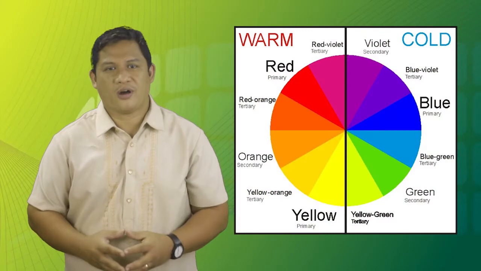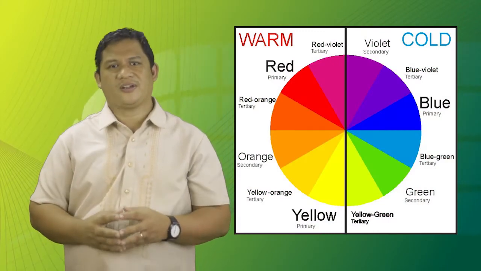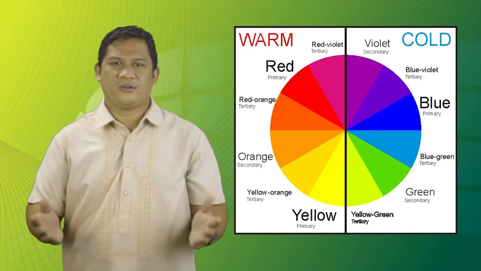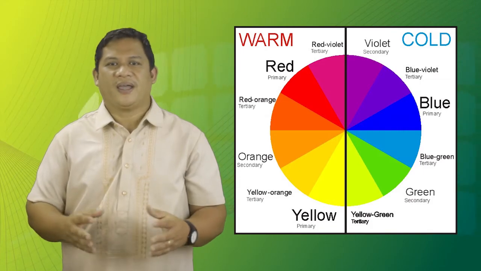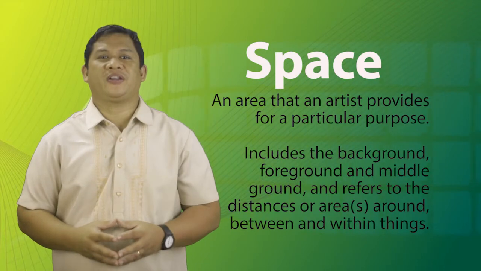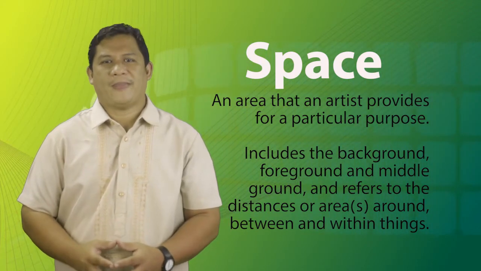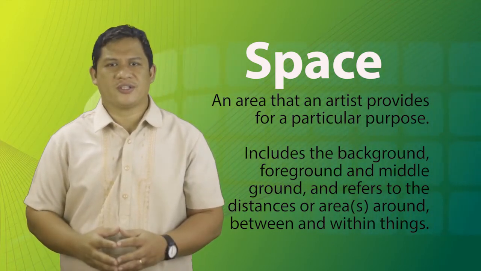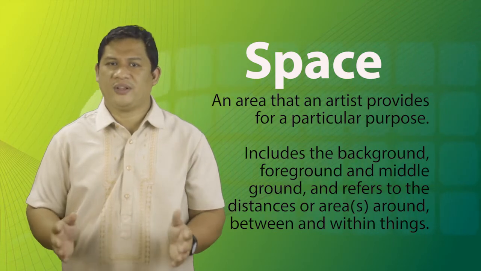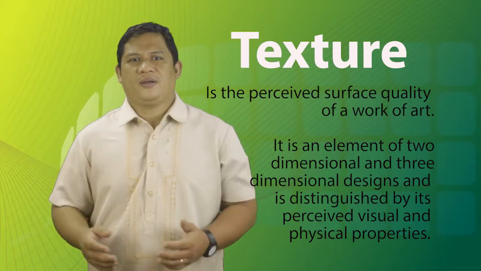Warm colors and cool colors. Warm colors are made up of orange, red, yellow, and the combinations of them all. Cool colors are blue, green, and light purple, and have the ability to calm and soothe. Space is an area an artist provides for a particular purpose, includes background, foreground, and middle ground, and refers to the distance or areas around, between, and within things. There are two kinds of space, a negative space and a positive space.